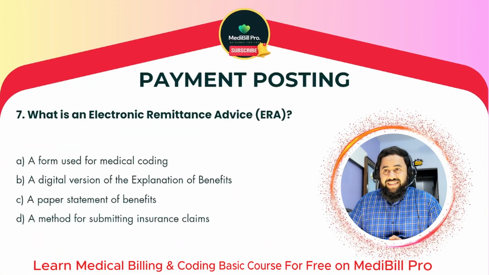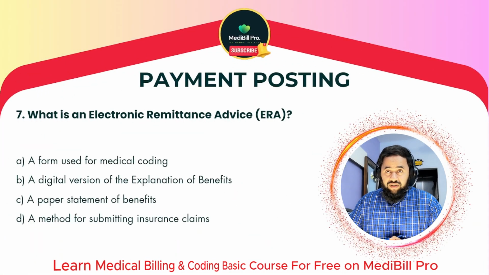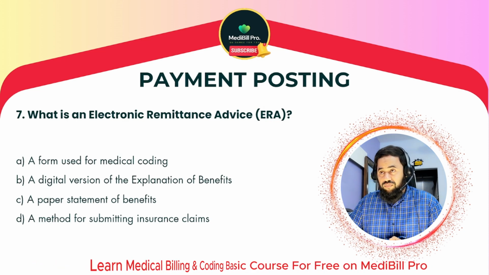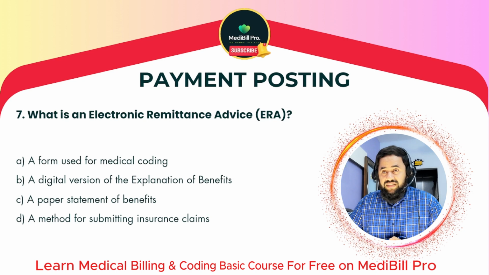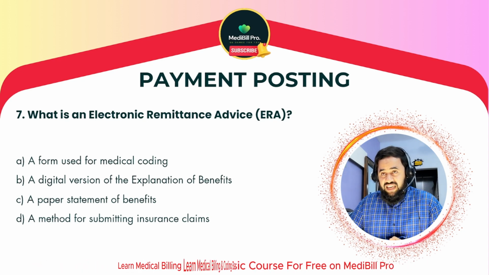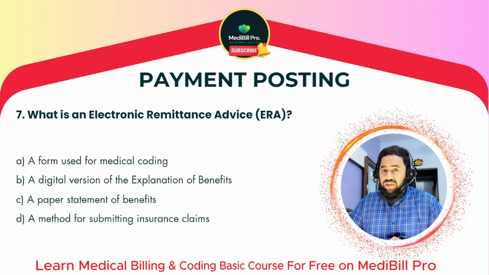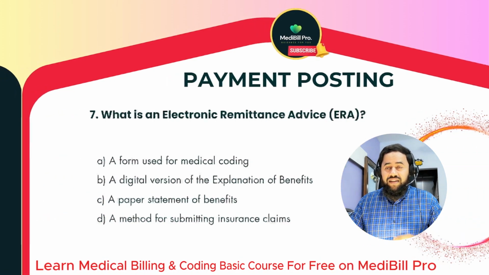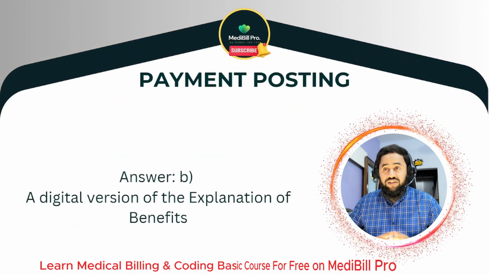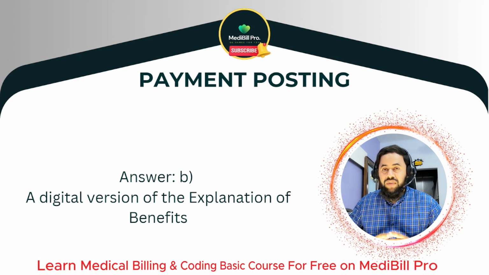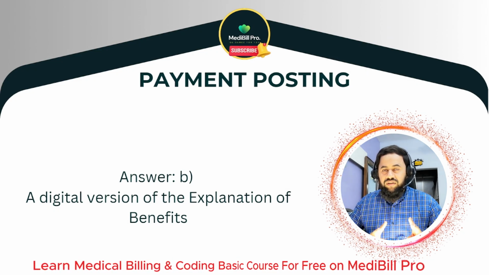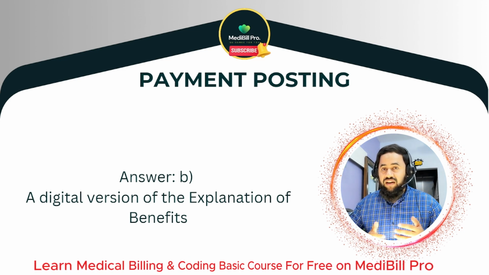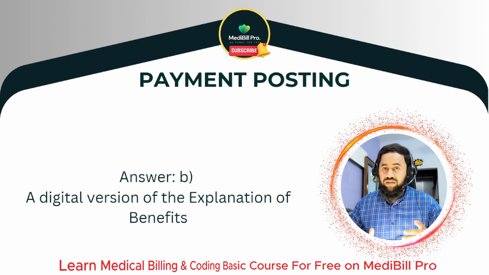So the next question is, what is an electronic remittance advice, ERA? A form used for medical coding, a digital version of explanation of benefits, a paper statement of benefits, a method for submitting insurance claims. Okay, so what should be the answer of this one? That is going to be the ERA, meaning electronic remittance advice. That is going to be option B. That is a correct one, a digital version of explanation of benefits. Okay, so these are both similar, EOB and ERA, but EOB is a paper kind of a thing. Okay, and ERA is going to be sent to the provider electronically.